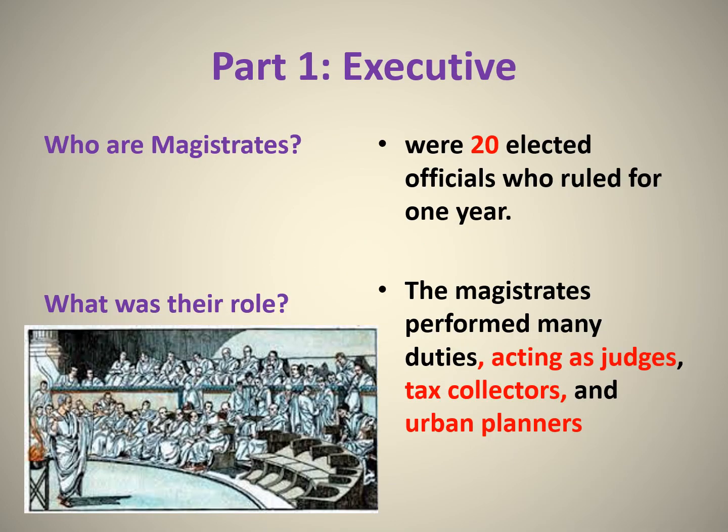The executive branch was led by the magistrates. The magistrates were 20 elected officials, and the magistrates had many duties, including, and most importantly, acting as judges. They would collect taxes or be tax collectors, as well as urban planners.